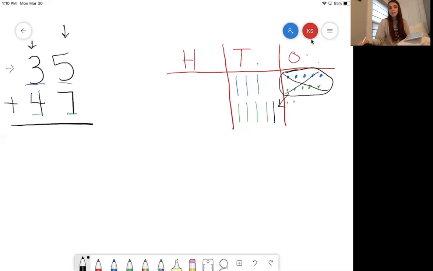Now I'm going to see if I can make any hundreds. I'm going to remind myself, I know that 10 tens will equal 100.